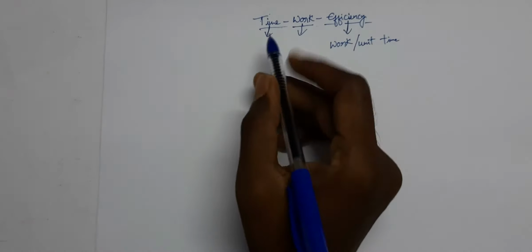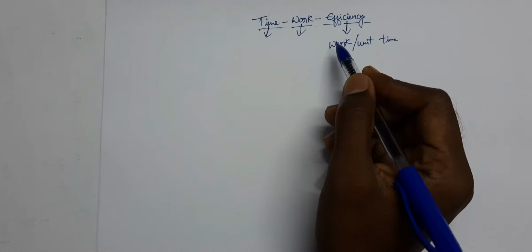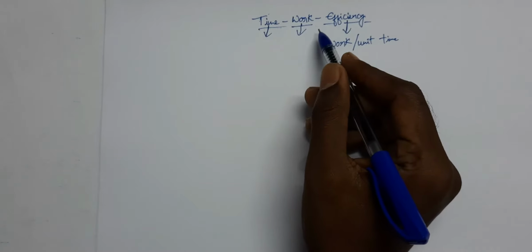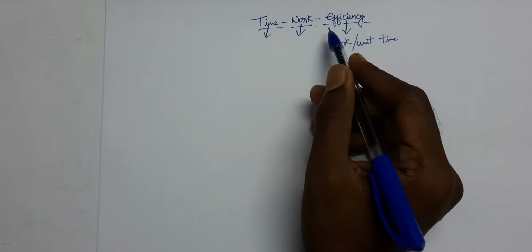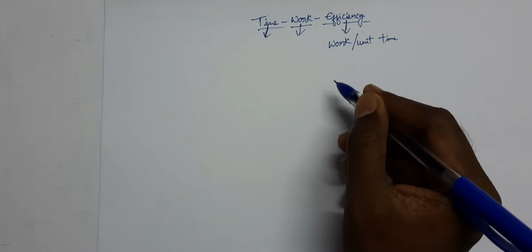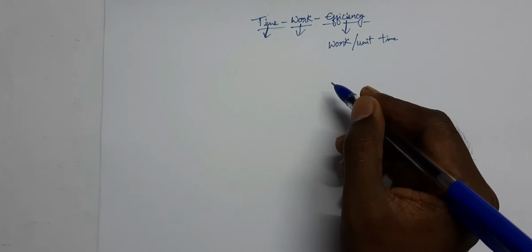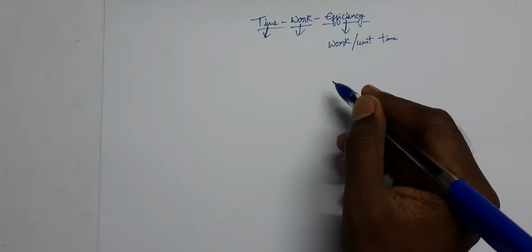In this video, we are going to discuss the chapter Time, Work and Efficiency. Some people may study this chapter as time and work, but no matter how you study, this chapter deals with all the three concepts. Now coming to the concept time: whenever you see time in this chapter, you have to understand that it is the time required to complete the work.